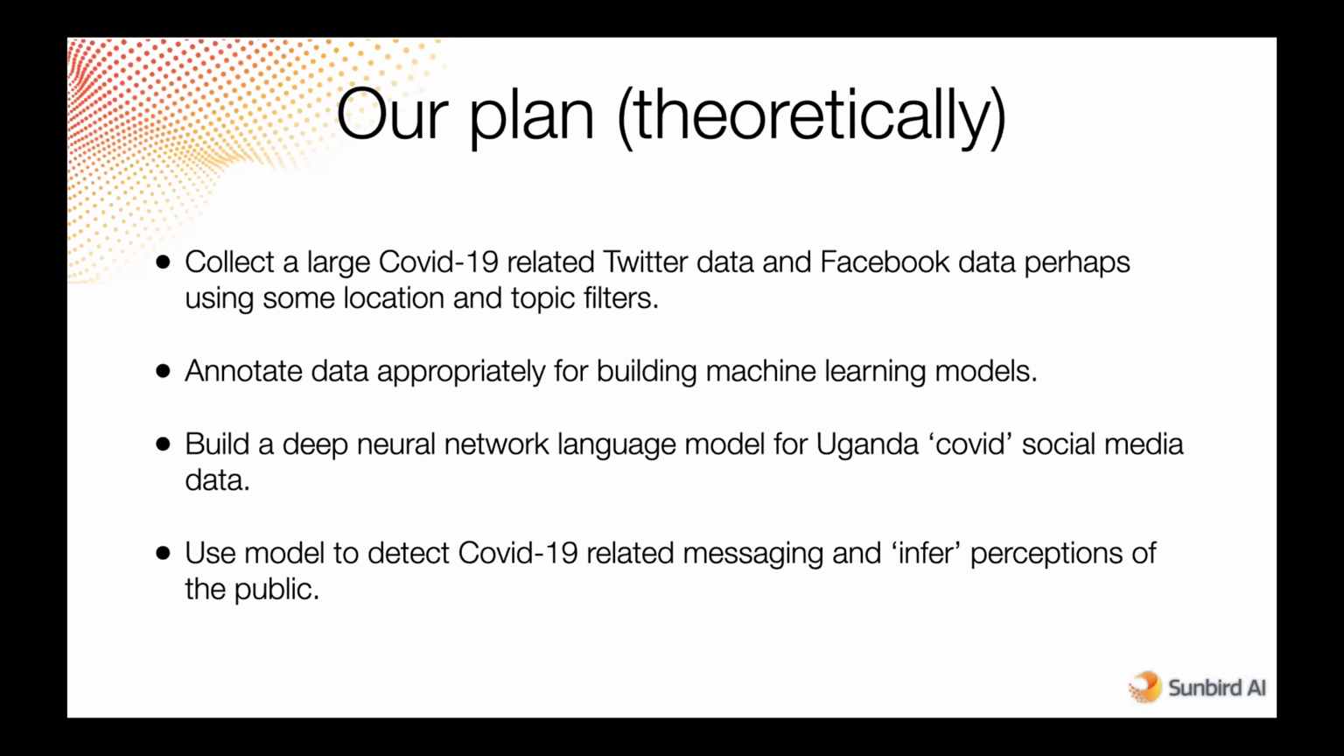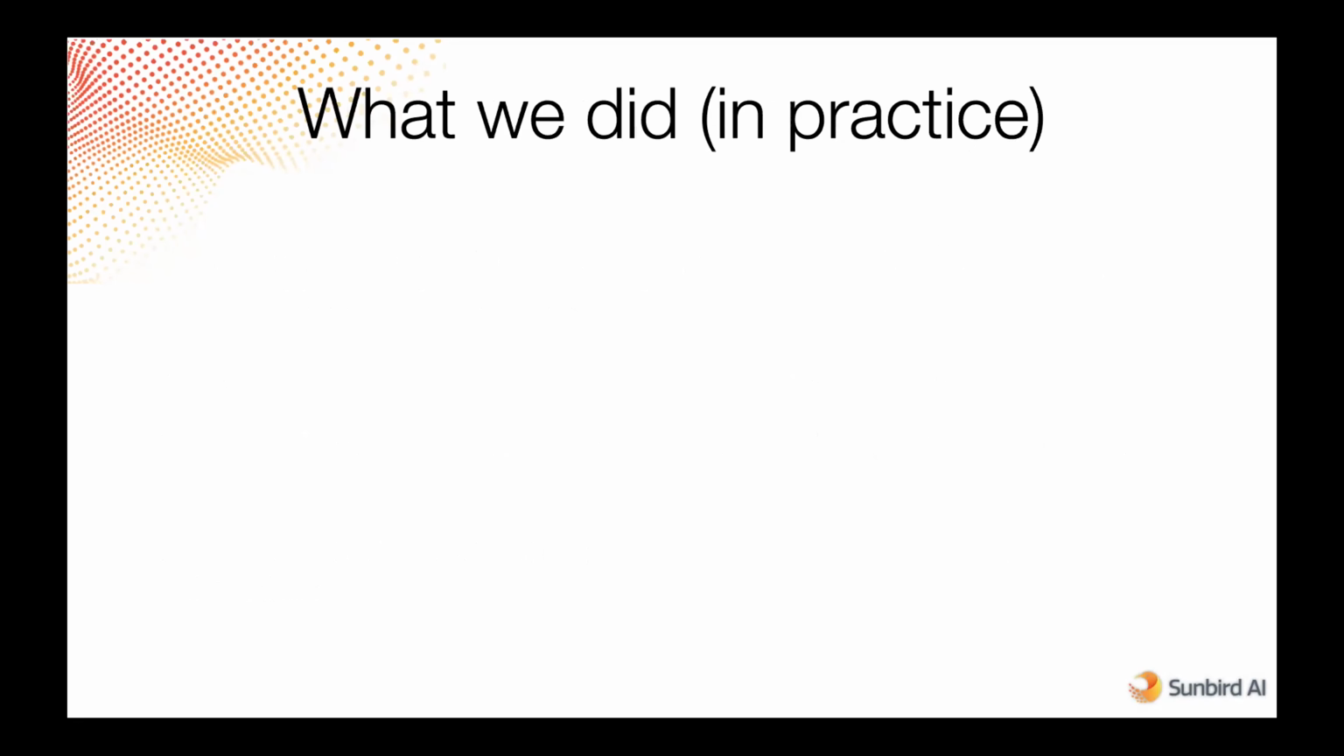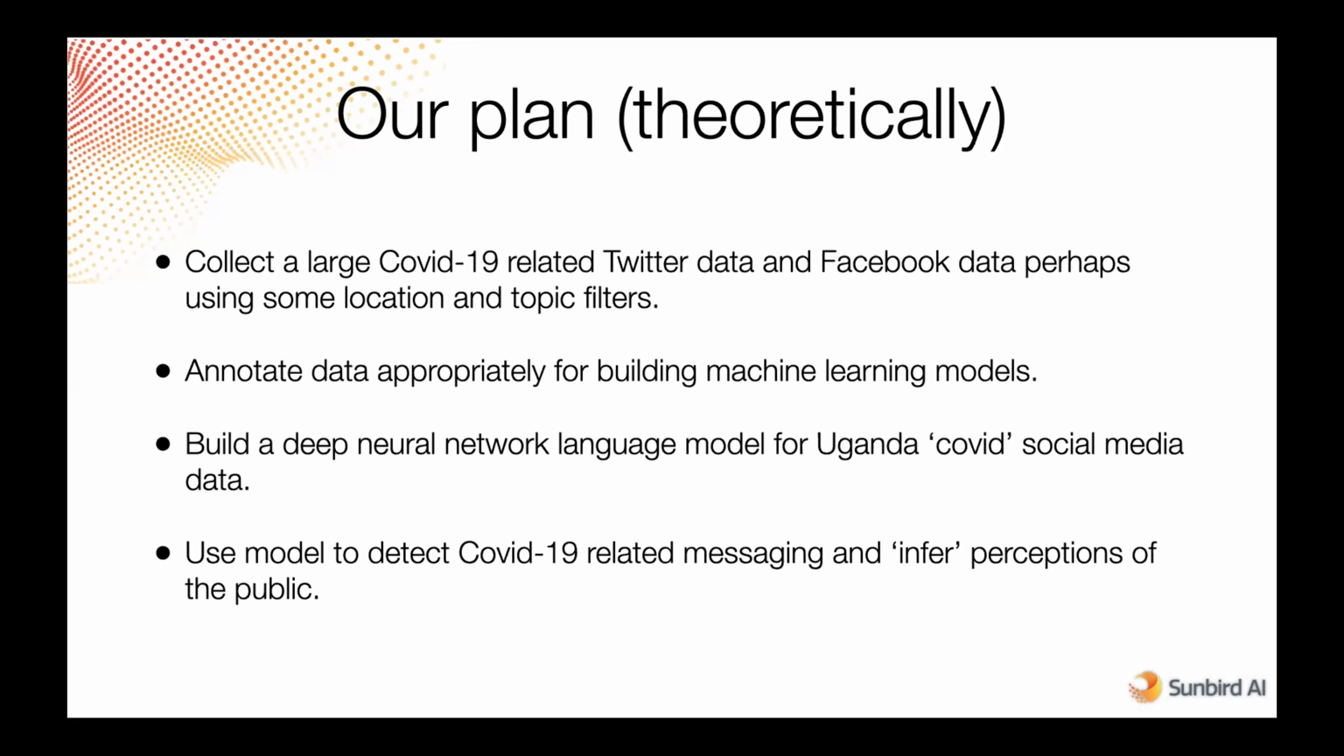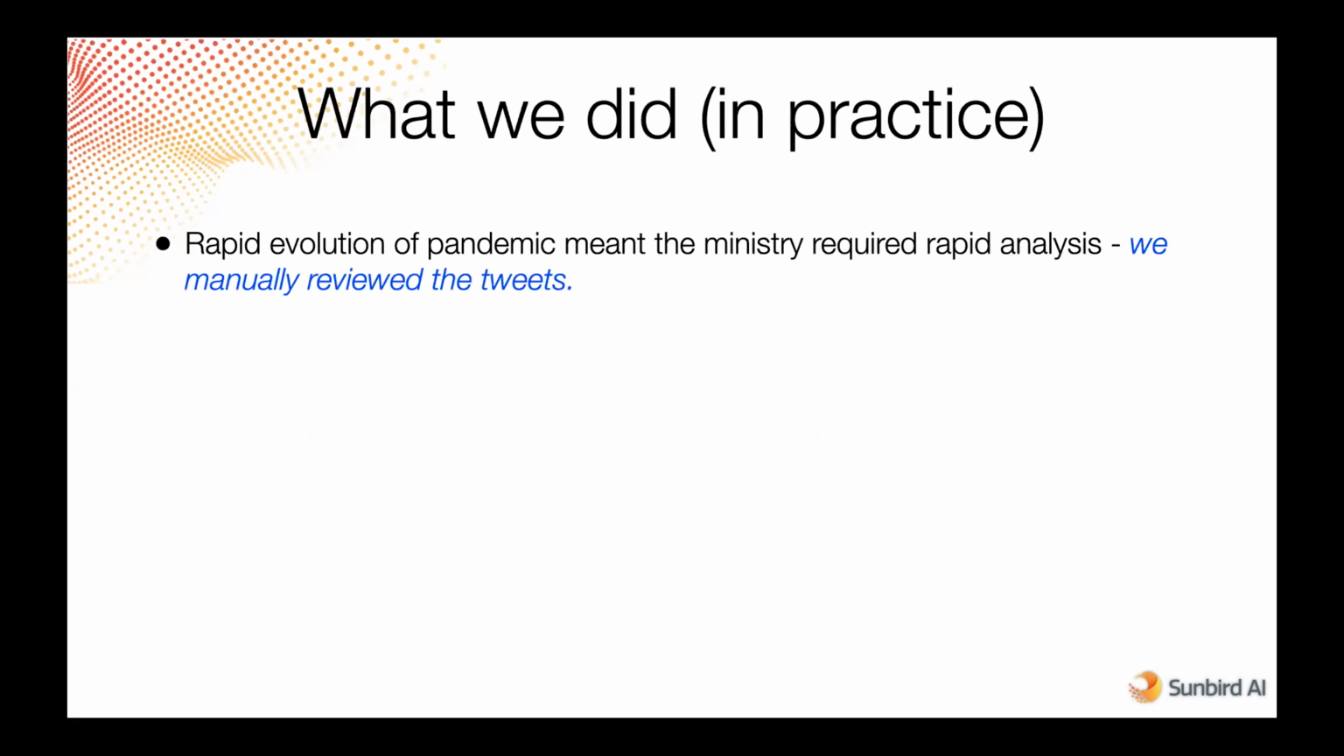So the problem here is that Twitter and Facebook have huge amounts of data that come in. So the problem we had was, how do we identify that a message is related to COVID? And once we have identified that, how do we understand what reactions are coming out of that? So in theory, this was sort of our plan, but in practice, it doesn't really work that well.